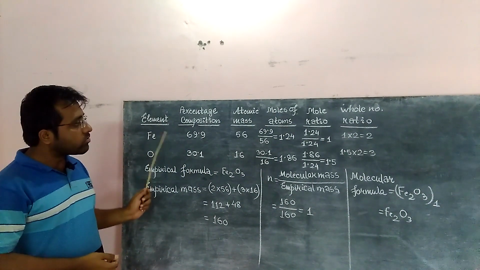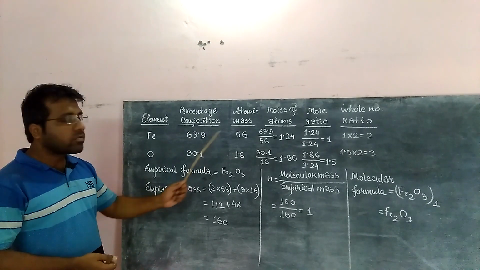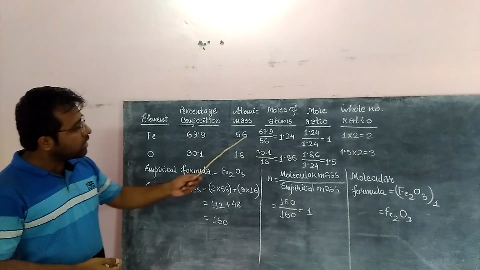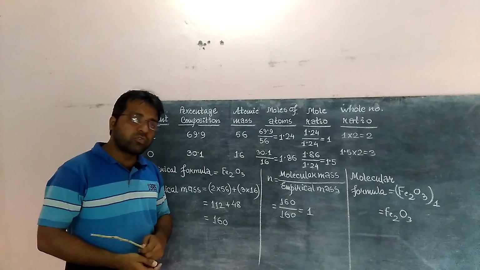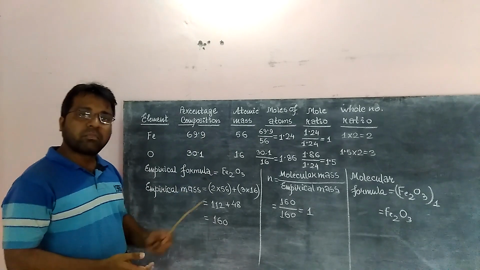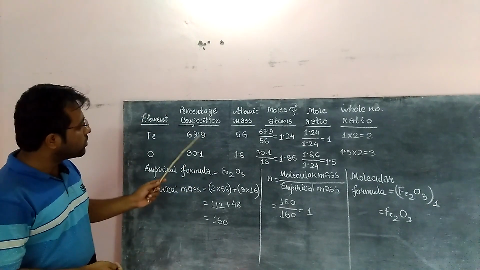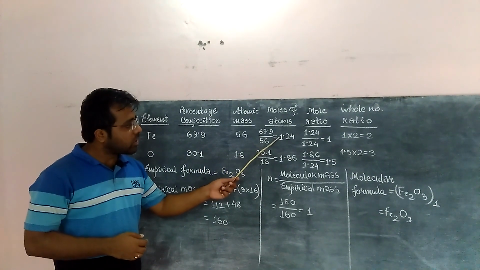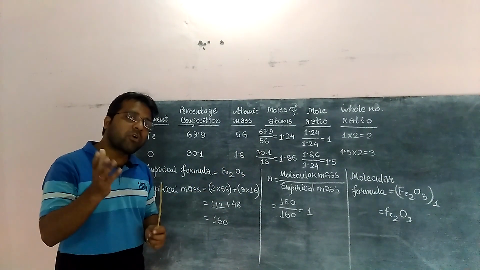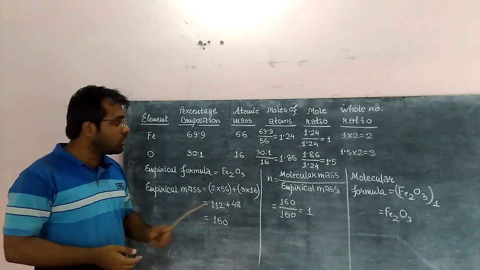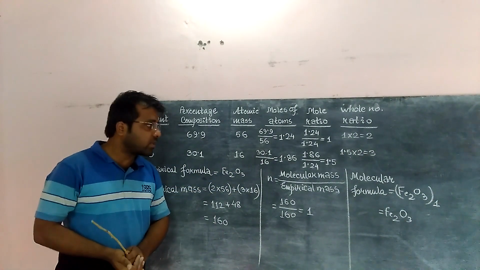Now atomic mass of iron is 56 and oxygen is 16. Now in this case, what we need to do, we need to divide the percentage composition by the atomic mass. So 69.9 divided by 56 gives us 1.24 approximately, and 30.1 divided by 16 gives us 1.86.